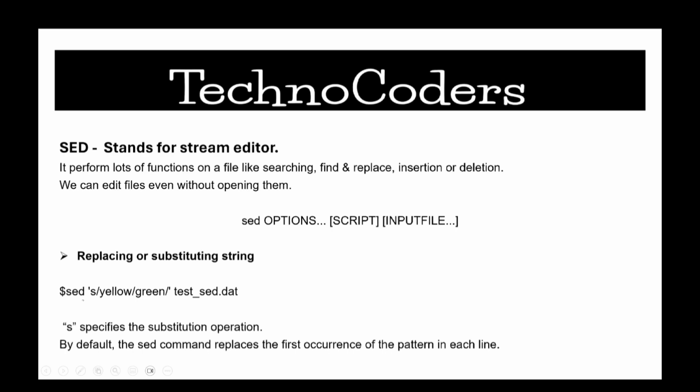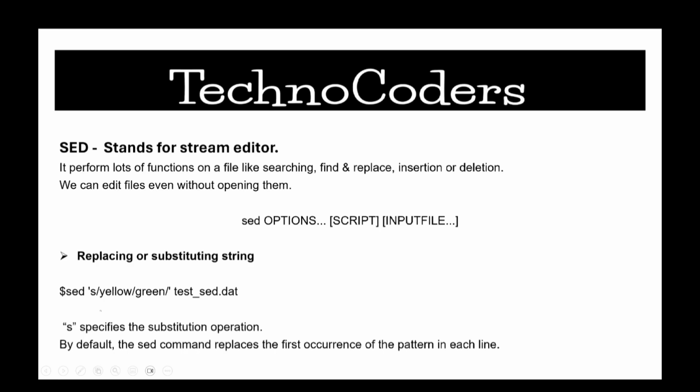So what I'm doing here is, s is for substitute. We want to substitute or replace yellow with green in this file. So when I run this command, it will go inside this file, and wherever it finds yellow, it will replace it with green.